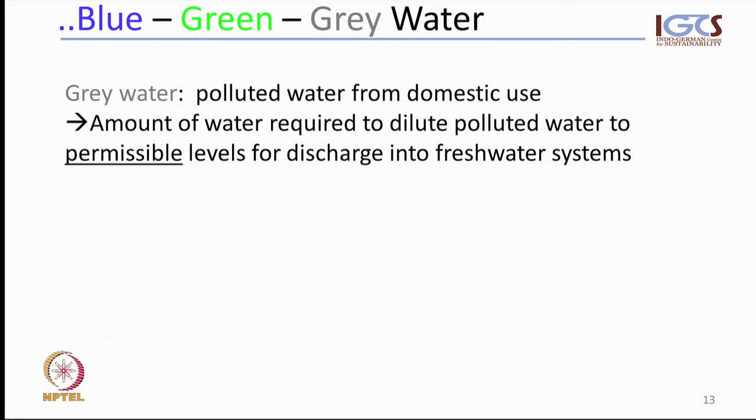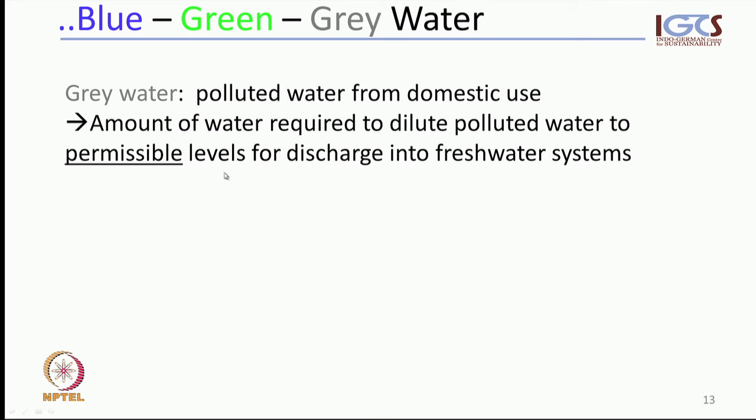Let's look at the grey water component lastly. This is essentially a polluted water. What is meant from this? It's polluted water from domestic use, and we account for that in the form of the amount of water required to dilute polluted water to a permissible level for discharge in freshwater systems.